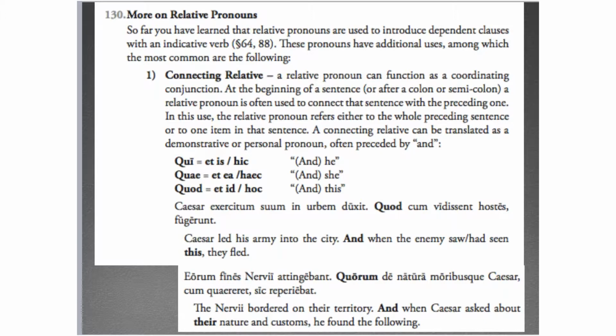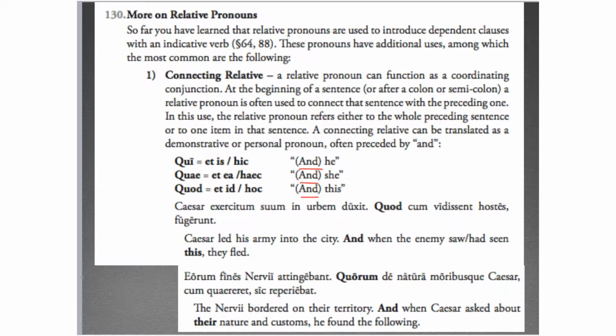So our first new use is what's called a connective relative, or connecting relative. In many ways, this is similar to English, where, as you see here, we start a sentence with the conjunction and. Sometimes it's akin to the difference between a semicolon and a period. If in English you use a period, in Latin you'd use a demonstrative, a regular pronoun. In English, if you'd use a semicolon, in Latin you'd use this connective relative.